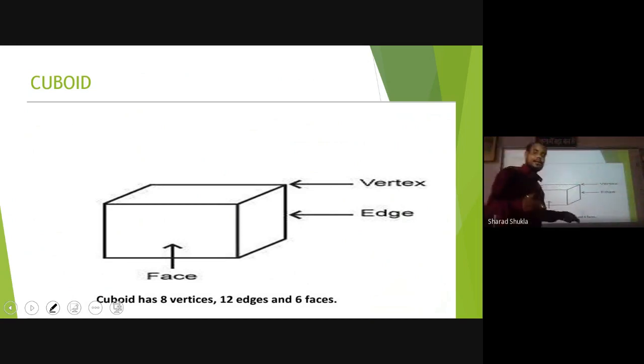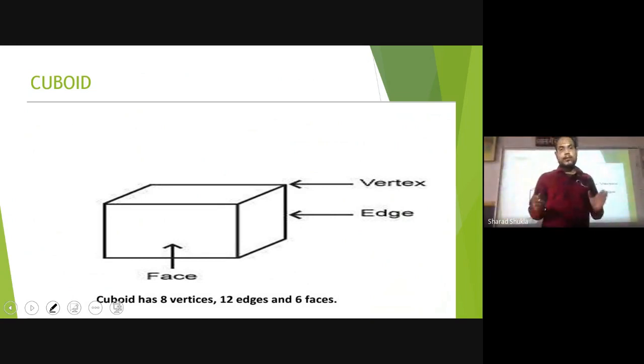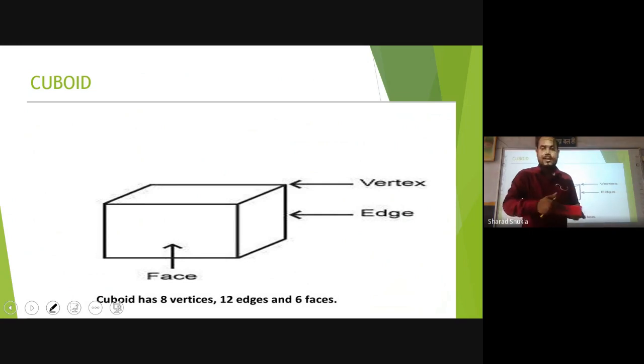But the main difference between cube and cuboid is that a cube has all faces equal, but our cuboid, please note this, has opposite sides equal. Just this side and just this side. This side and this side are equal. It means that a cube has all sides equal, but our cuboid has opposite sides equal. Okay, and all properties of cuboid and cube are same. Corners same, faces same, and edges same. Okay, so now no doubt here.